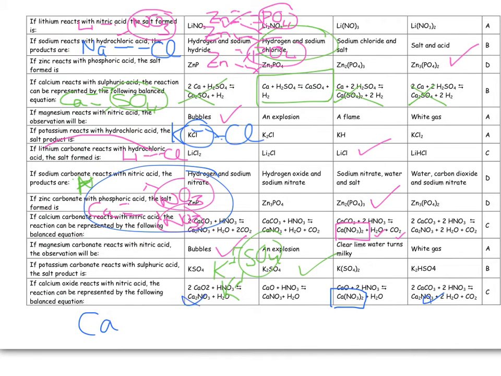None of the others work, so let's really hope that the C does work out. Balance it, there is water. 1 calcium, 1 calcium, 1 oxygen, 2 hydrogens, 2 nitrate ions, 2 nitrate ions. C is my correct answer.